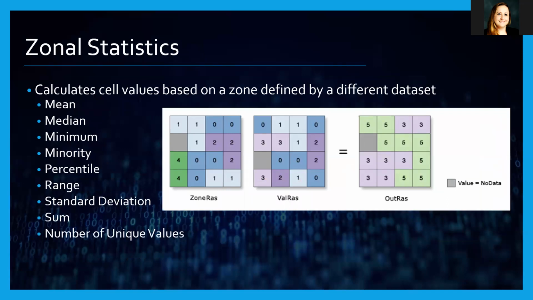Zonal statistics calculate cell values based on zones that are defined in a different data set. It can calculate the mean, median, min, max, minority, percentile, range, standard deviation, sum, and the number of unique values. In the image on the slide, the first raster is the zonal data set, and the second are the values that are going to be included. It's calculating the zonal sum for each range.